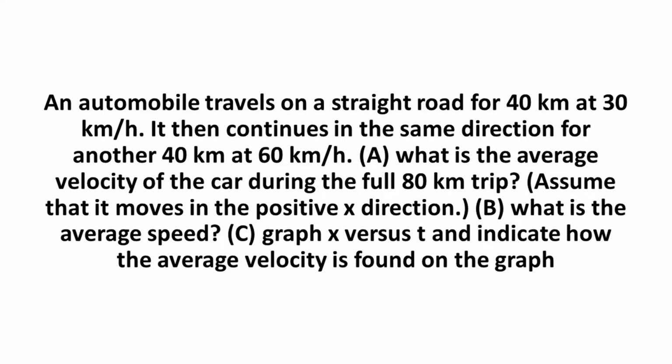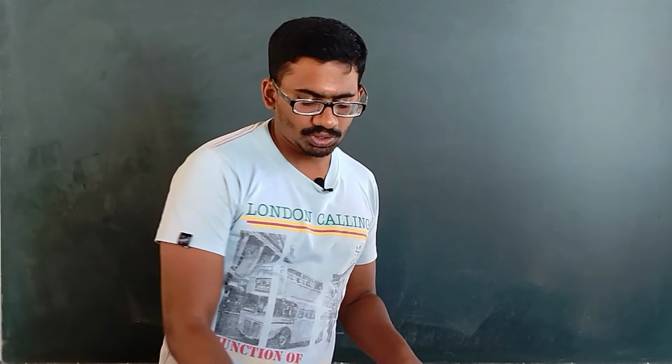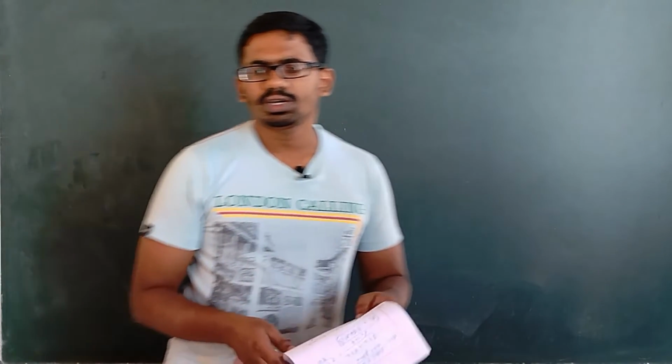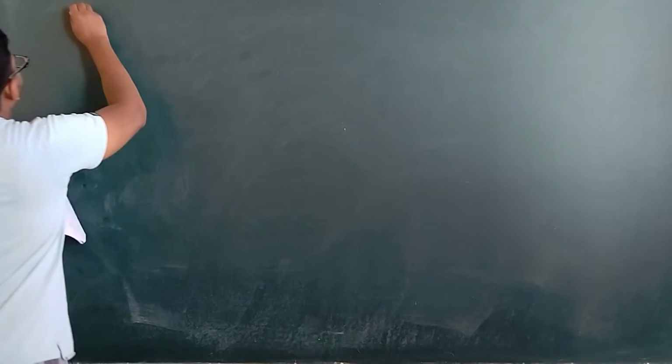Okay, so now problem number 3. An automobile travels a straight line on a road for 40 kilometers at 30 kilometers per hour. It then continues in the same direction for another 40 kilometers at 60 kilometers per hour. What is the average speed of the car during the full 80 kilometer trip? Assume that it moves in the positive x direction. What is the average speed? That is B, and C is the graph one. So in the previous problem itself I might have told you how to solve the graphical one. A and B alone, here I will solve it.